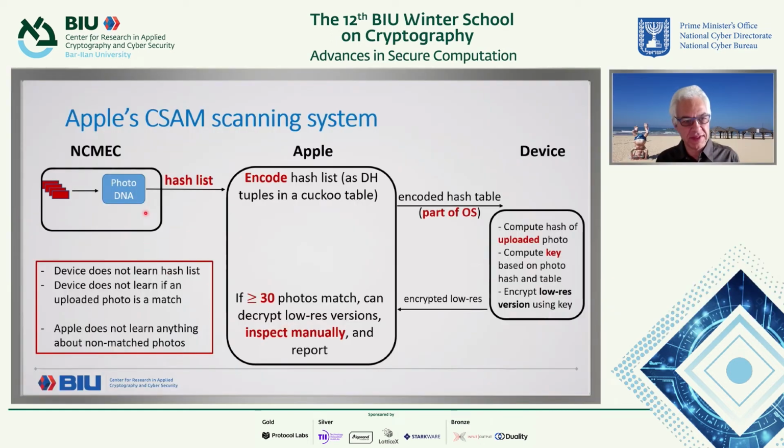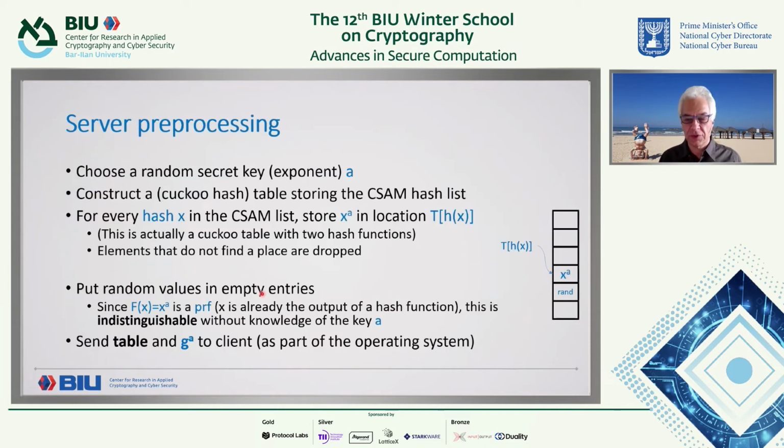So what we see here is that the device doesn't learn the hash list. The device doesn't learn if there's a match, because it doesn't get any output in this protocol. And Apple does not learn anything about non-matching photos, because only if there are at least 30 matches can they decrypt. So how do you do this?